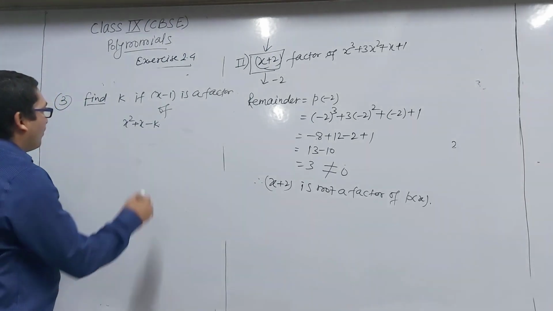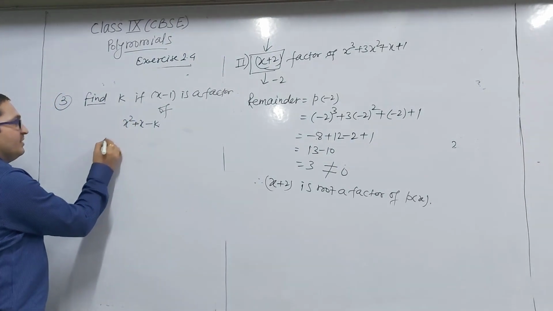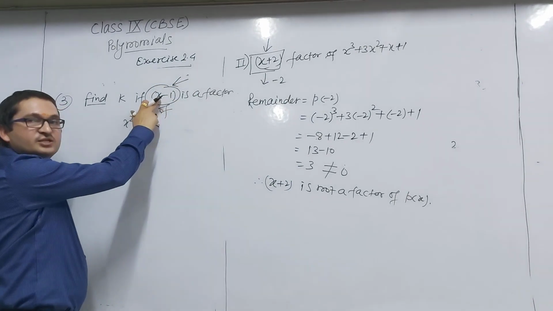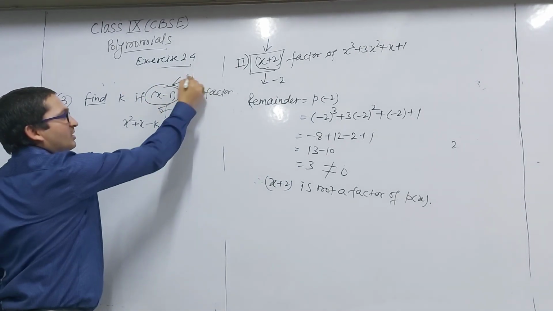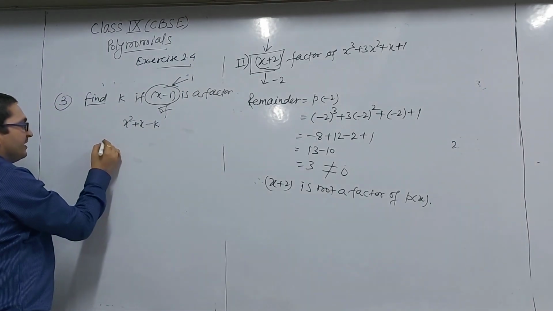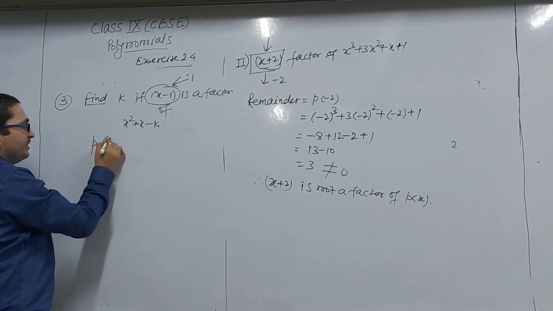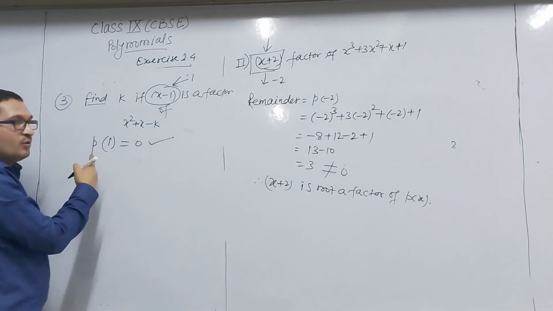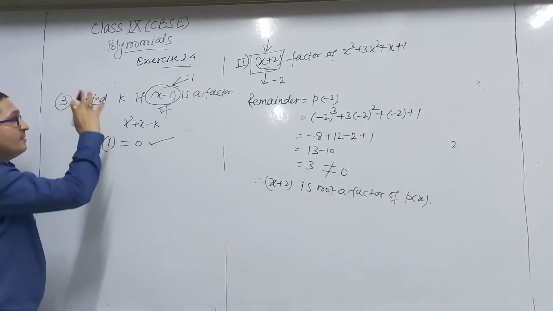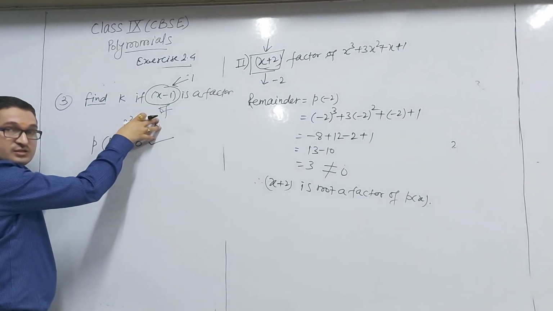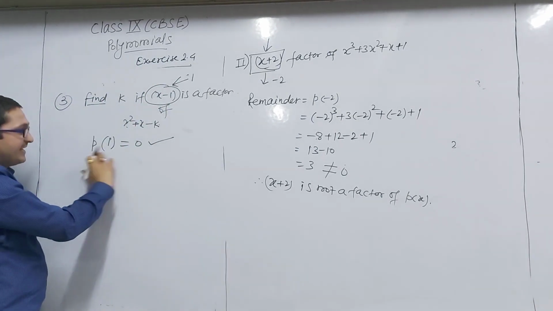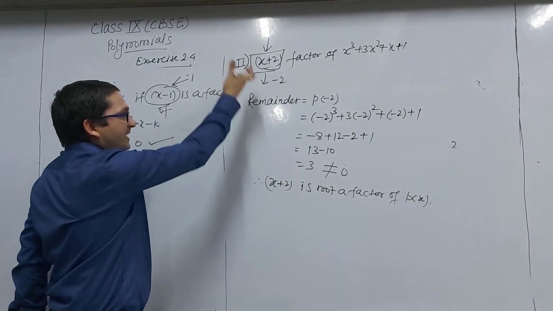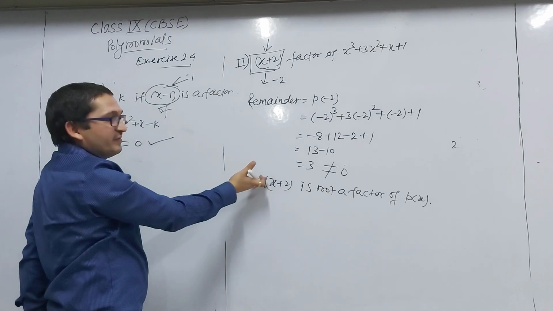So how to calculate the remainder? To find the remainder, you need to find the zero of the divisor. This is the divisor, so the zero of the divisor will be 1. It means you have to find the remainder; P(1) will be equal to 0. This line is very important. If it's given in the question that this is a factor, then the remainder will be 0. Here we can't show it, because you are checking it. Over here, it's not given.